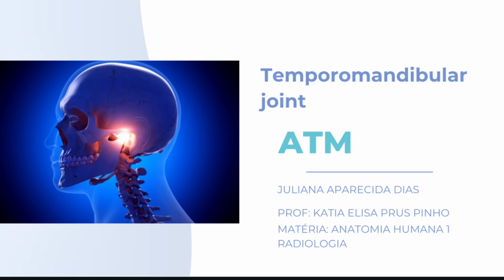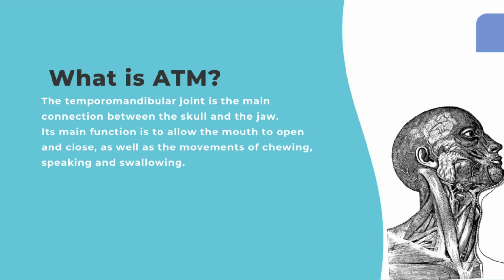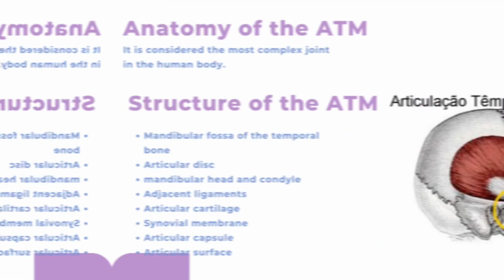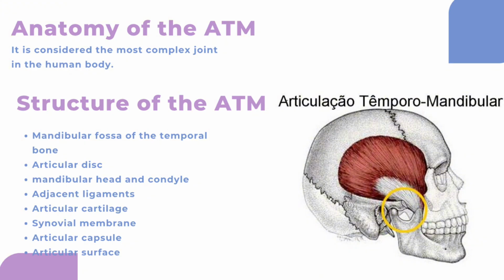And I'm going to talk about the temporomandibular joint. What is the TMJ? The temporomandibular joint is the main connection between the skull and the jaw. Its main function is to allow the opening and closing of the mouth, as well as the movements of chewing, speaking, and swallowing. Anatomy of the TMJ. Considered the most complex joint in the human body.